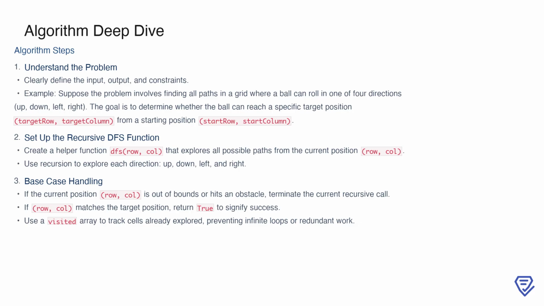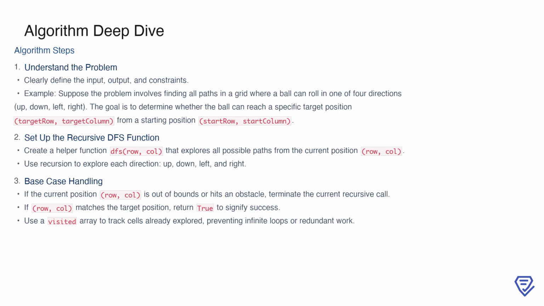To solve this problem, we begin by understanding its core requirements. The input consists of a grid where a ball can roll in one of 4 possible directions: up, down, left, or right. The task is to determine whether the ball can reach a specific target position, given an initial starting position. Along with this, we must consider constraints such as boundaries of the grid and possible obstacles that may block specific paths.